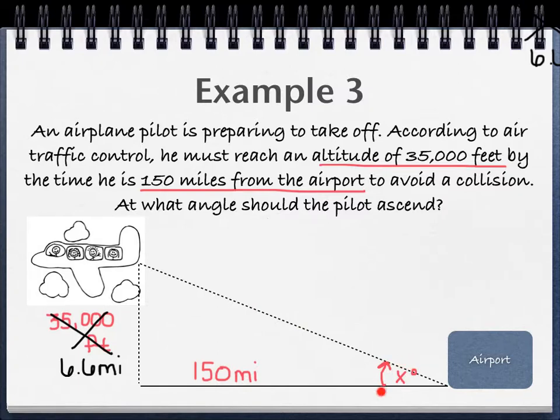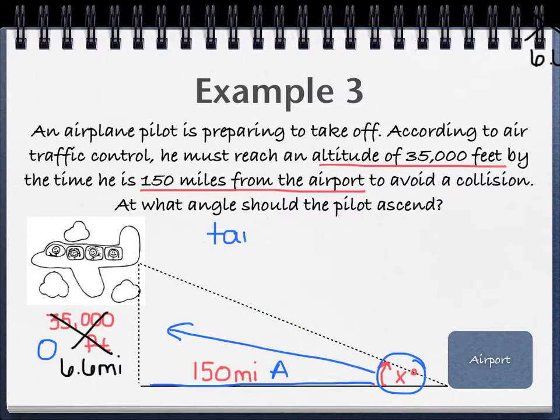So this is my angle I want to focus on, which means from this angle, the 6.6 would be my opposite side, and the 150, because it's right next to it, would be my adjacent side. Okay, so I'm working with O and A. That's the tangent ratio. So I would say tangent of my mystery angle is equal to 6.6 over 150. So what I'm trying to figure out is what angle would have this as its tangent.